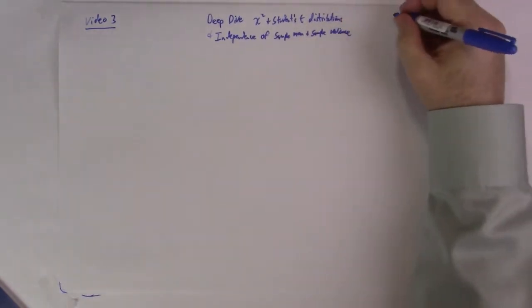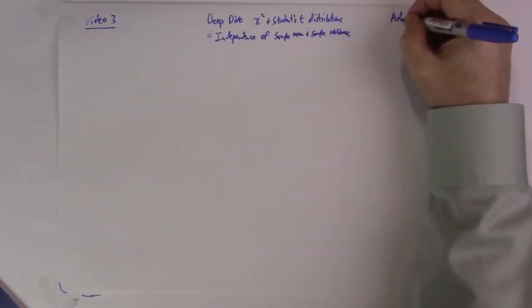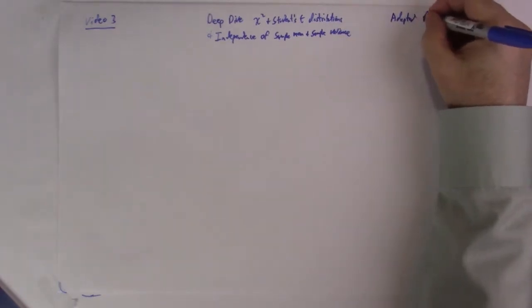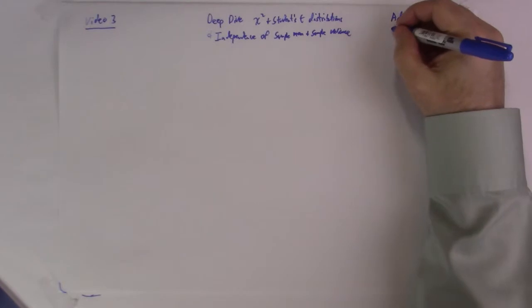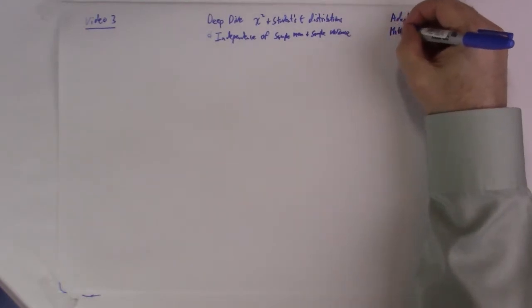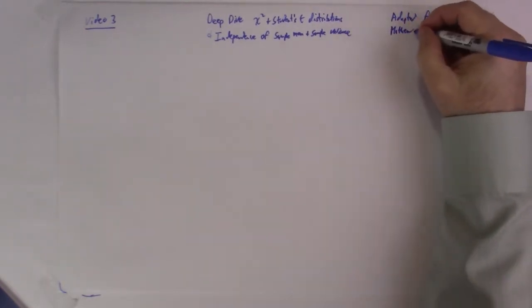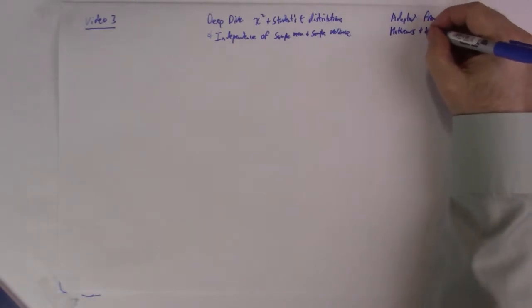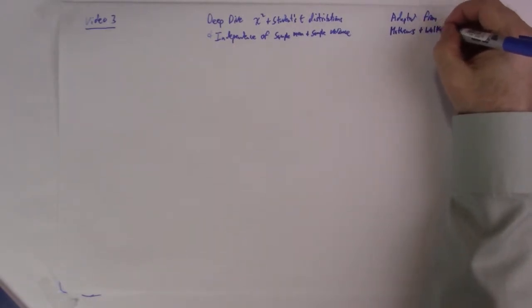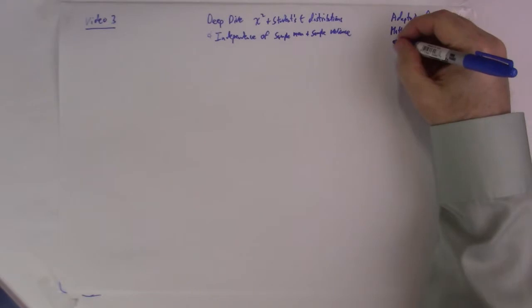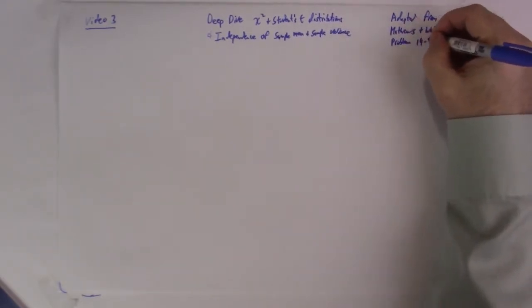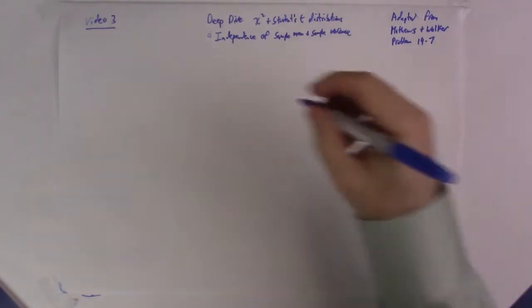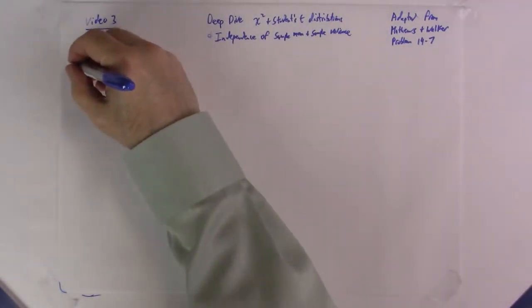And as I've previously stated, all of this is adapted from Matthews and Walker. The problem is theirs, the solution is mine. So any errors in the solution or in this video are my fault, not the book's. Problem 14.7.